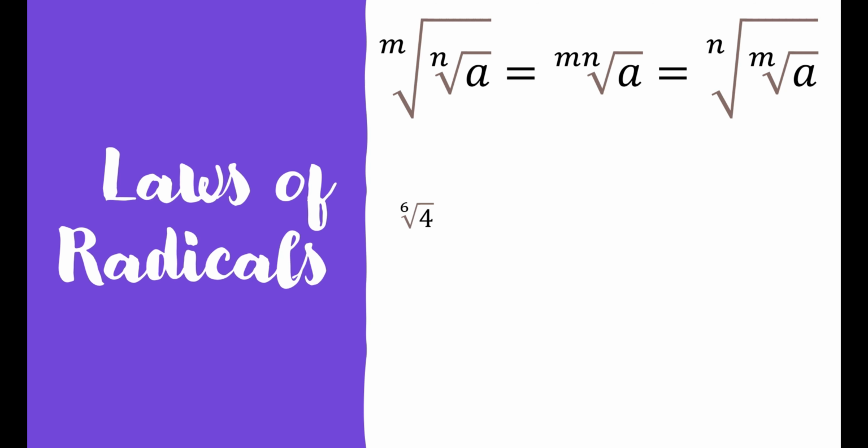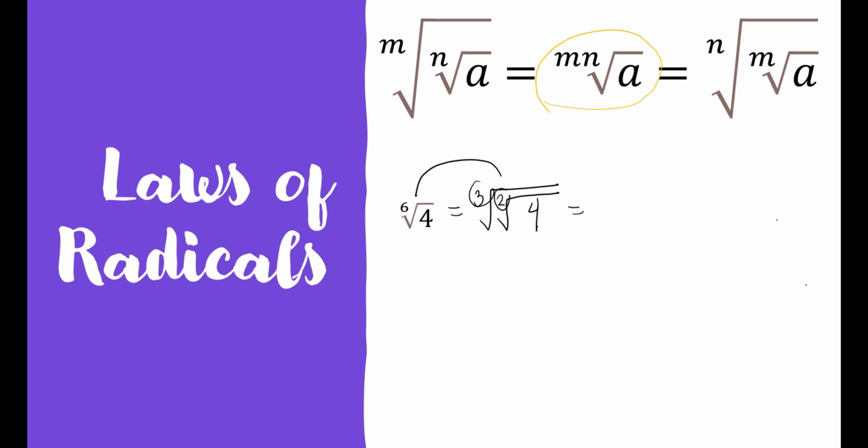Sixth root of 4. Now we will use this property to solve for this given radical expression. Sixth root of 4, using the fourth law of radicals, can be written as the cube root of the square root of 4. The index here is 2, and 3 times 2 is equal to 6. So we may write this as the cube root of the square root of 4.